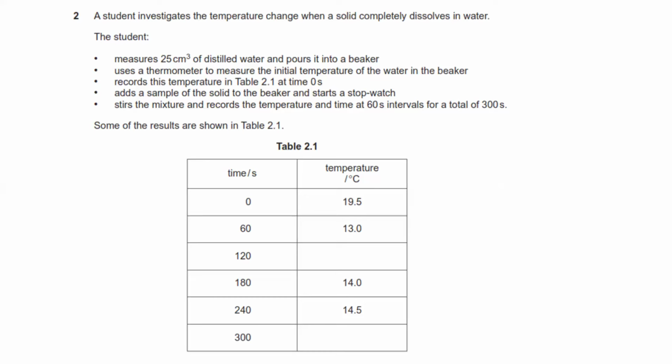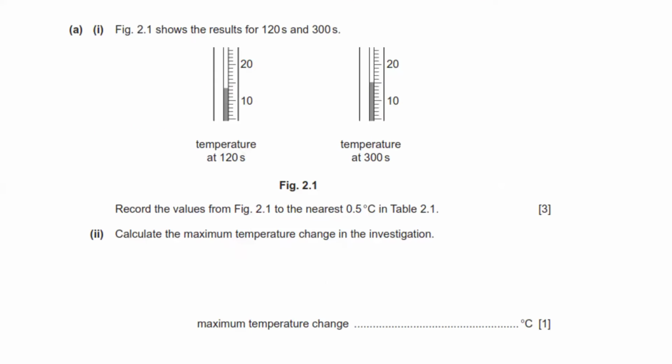Okay, so the table is shown. So 0 to 300, and there are 2 missing parts. So we have to see what information is given to us to fill them. So part A, it says figure 2.1 shows the results at 120 seconds and 300 seconds. So at 120 seconds, we can see the temperature. So the temperature is a little above 11. Oh, sorry. 11, 12, 13.